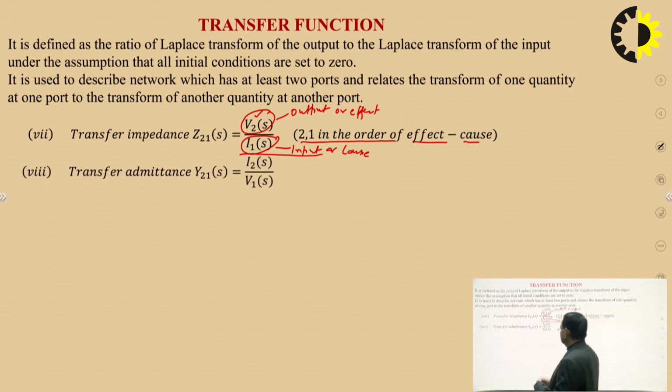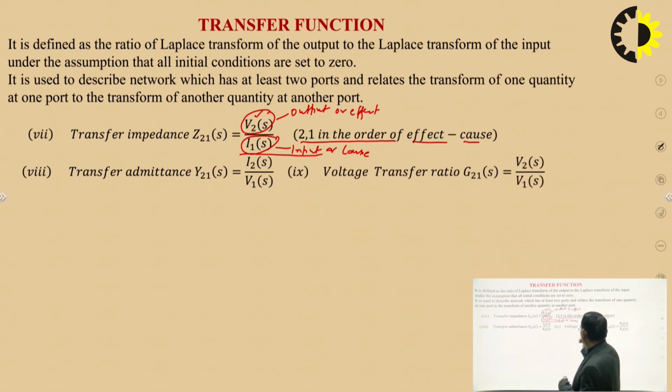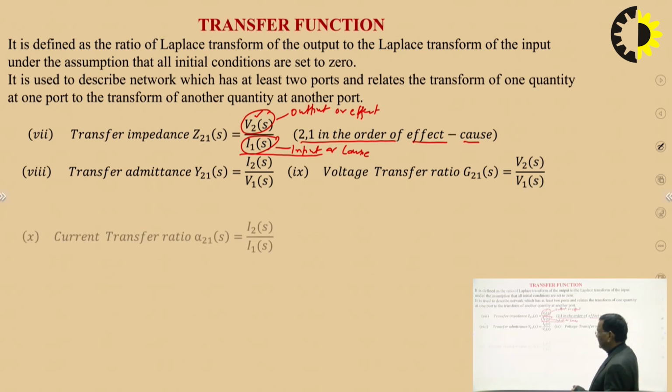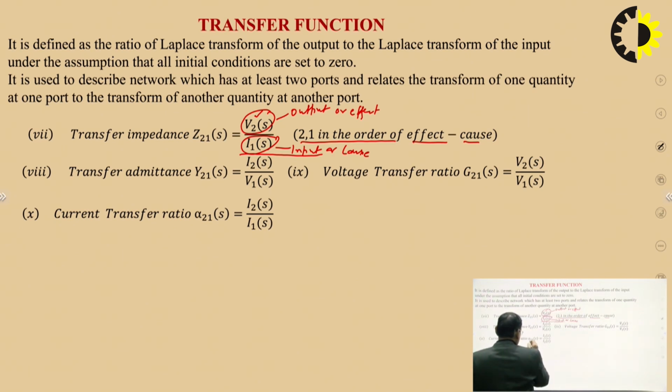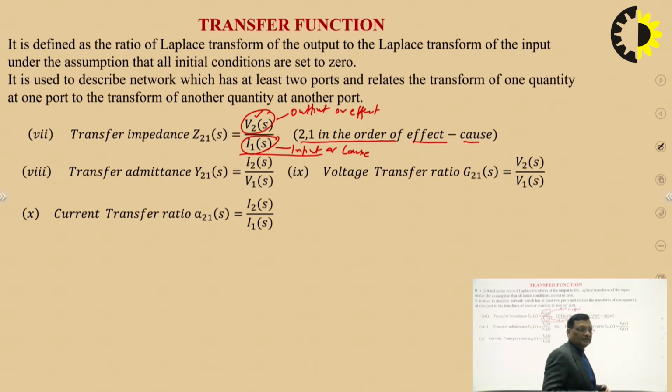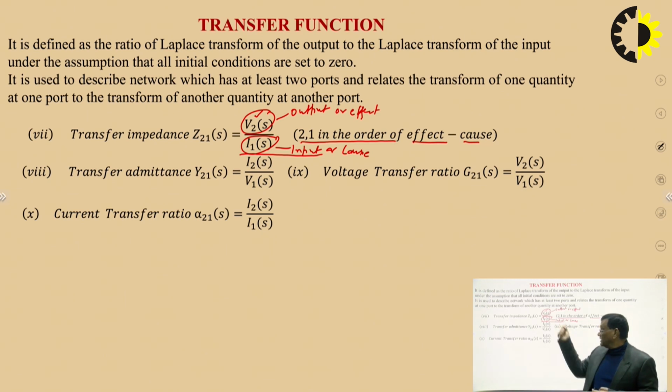Transfer admittance Y21(s) is I2 upon V1. Voltage transfer ratio is V2(s) upon V1(s); this is the voltage of the output port, this is the voltage of the input port. Current transfer ratio, that is alpha 21(s), is I2(s) upon I1(s). So we can see that in all 4 cases, the numerator variable is of the output port: V2(s), I2(s).